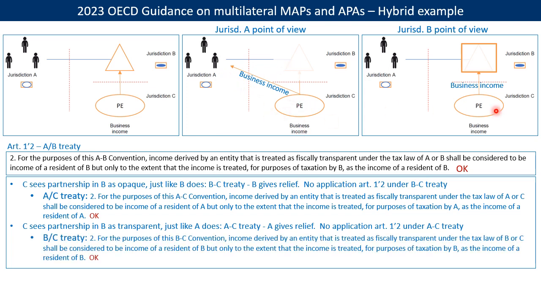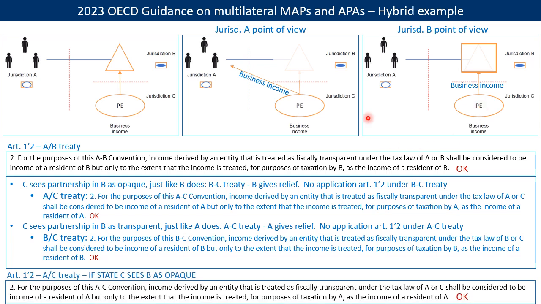Under the BC treaty, however, things are a little different, because remember, B still taxes the jurisdiction, right? But under the BC Treaty, for the purpose of the BC Convention, income derived by an entity that is treated as fiscally transparent under the tax law of B or C shall be considered to be a resident of B, as it should, but only to the extent that the income is treated for purposes of taxation by B as the income of a resident of B. And again, B is taxing the partnership, so it will give double tax relief for the tax paid by the PE in C. I think you are okay.